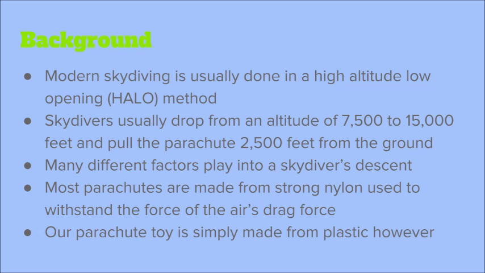Modern skydiving is usually done in a high-altitude, low-opening (HALO) method. Skydivers usually drop from an altitude of 7,500 feet to 15,000 feet and pull a parachute 2,500 feet from the ground. Many different factors play into a skydiver's descent. Many parachutes are made from strong nylon used to withstand the force of the air's drag force. However, our parachute toy is simply made from plastic.